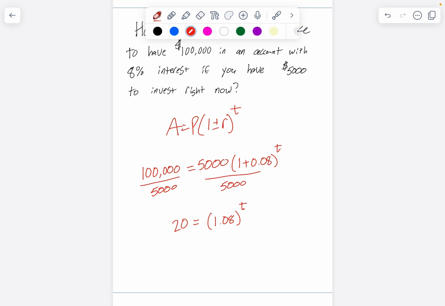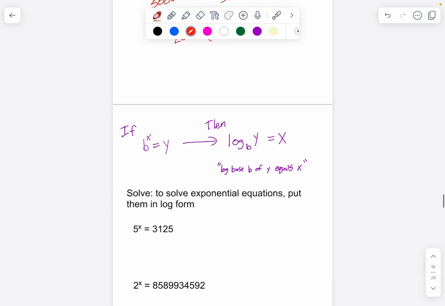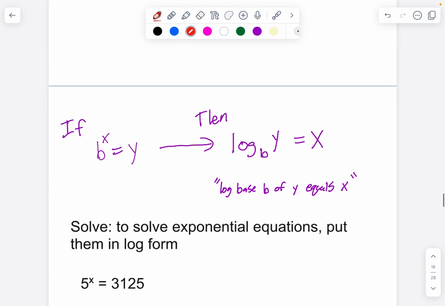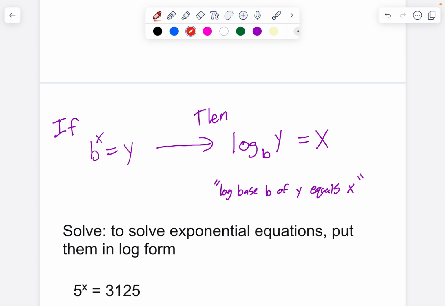We're going to do this through the process of using what's called a logarithm. So the definition of a logarithm says that if b to the power of x equals y, then you can rewrite this in what's called logarithmic form, or log form, as log base b of y equals x.